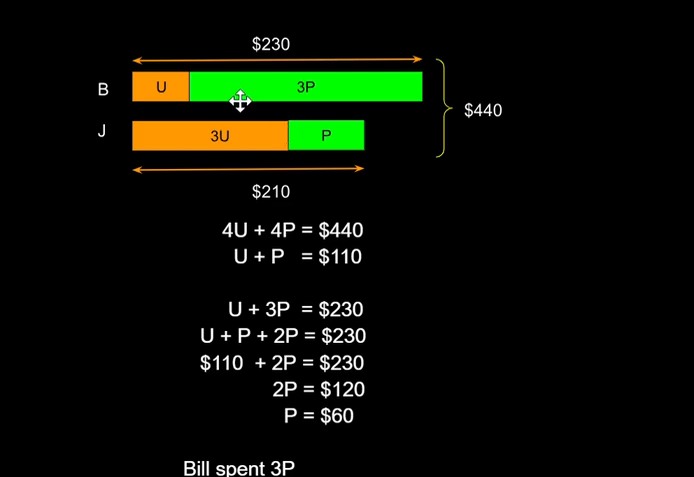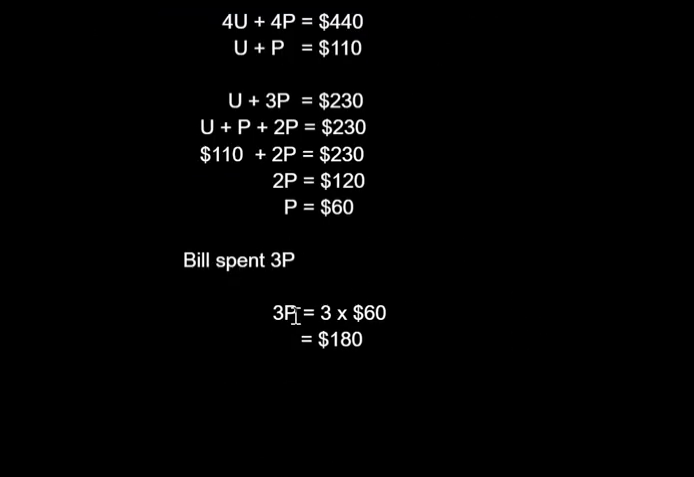So how much money did Bill spend? Bill spent 3p. So 3p is equal to 3 times $60, which is $180.